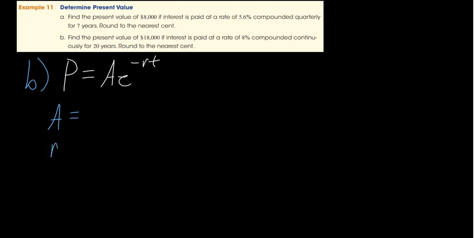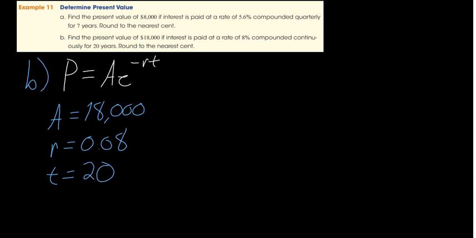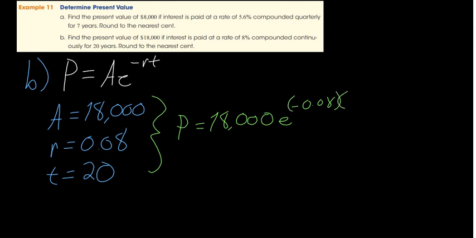Okay, so find the present value of $18,000. So that's going to be 18,000, if interest is paid at a rate of 8%, so 0.08, over 20 years. So same thing as before. P is equal to 18,000 times e raised to the negative RT, so we'll do 0.08 times 20.